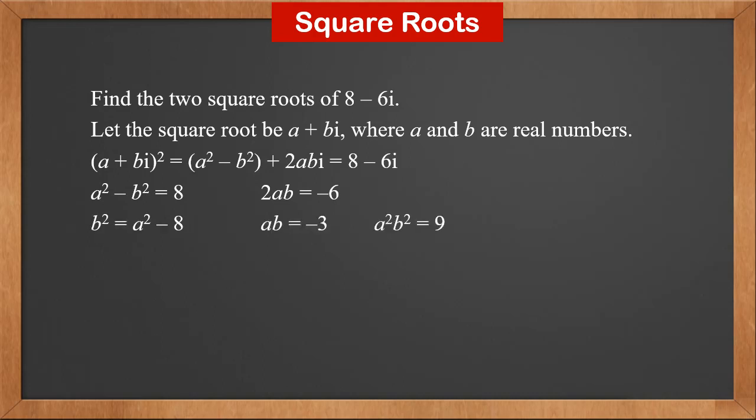From equation 1, we get b squared is a squared minus 8. From equation 2, we get ab is -3. So a squared b squared is 9. Put b squared equals a squared minus 8 into a squared b squared equals 9, we get a squared times (a squared minus 8) is 9. This is a to the 4 minus 8a squared minus 9 equals 0. Factorize it, we get (a squared plus 1) times (a squared minus 9) equals 0.